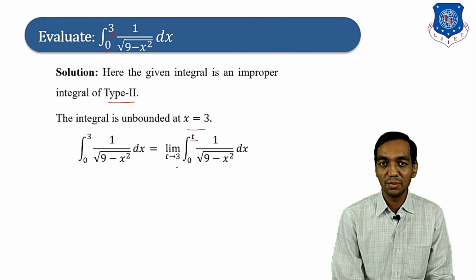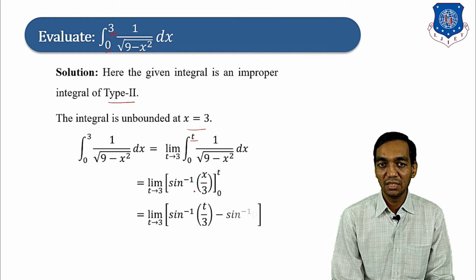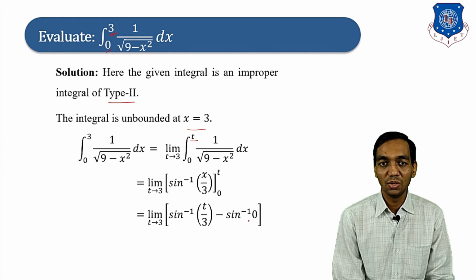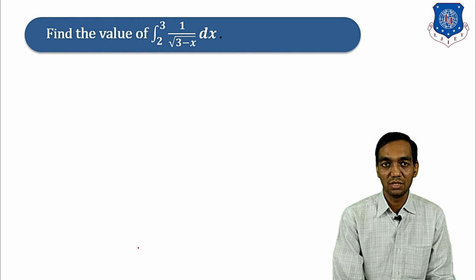Now 1 upon the square root of a squared minus x squared has the integration sine inverse of x by a. So it is sine inverse of x by 3, with limits from 0 to t, where t tends to 3. Now put the upper limit and lower limit, that will give you the limit t tends to 3 of sine inverse of t by 3 minus sine inverse of 0. But sine inverse 0 has the value 0. So you will have sine inverse of t by 3, and if you put t equal to 3, then sine inverse 1, which is nothing but pi by 2. So you will have the answer pi by 2. That means this is a finite value, so this improper integral is convergent.